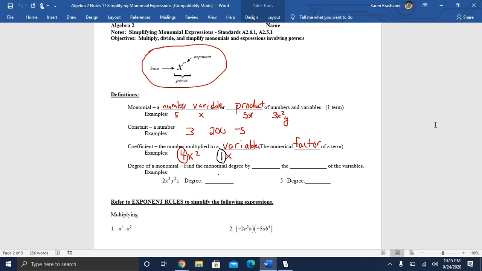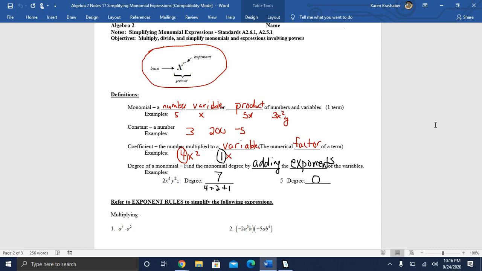We'll do just a little bit with this next definition, the degree of a monomial. You can find the degree of a monomial by adding the exponents of the variables. If we take a look at our first one, 2x to the fourth, y to the second, z, we have an exponent of 4, an exponent of 2, and an exponent for the z of 1. And so this would be a degree of 7. And if we don't have any variables, then the degree would be a 0. So our next one is just the constant 5, and there are no variables. So that would have a degree of 0.